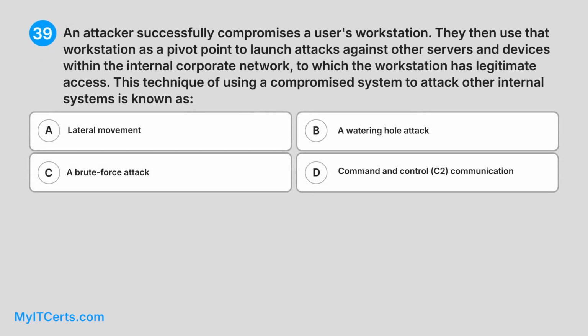39. An attacker successfully compromises a user's workstation. They then use that workstation as a pivot point to launch attacks against other servers and devices within the internal corporate network, to which the workstation has legitimate access. This technique of using a compromised system to attack other internal systems is known as: A. Lateral movement, B. A watering hole attack, C. A brute force attack, D. Command and control, C2, communication. Do you know the answer?